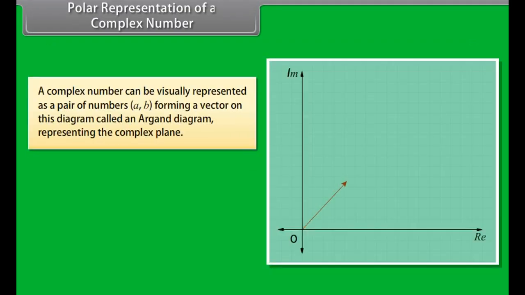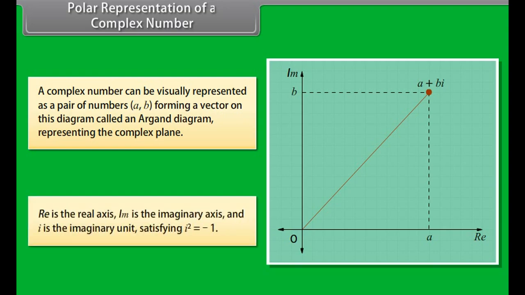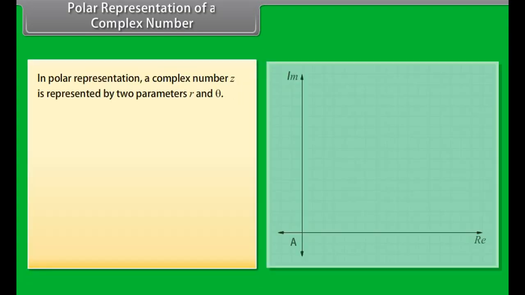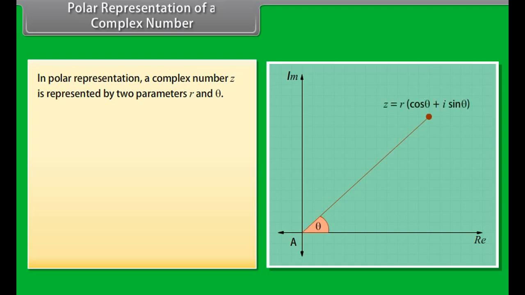A complex number can be visually represented as a pair of numbers a, b, forming a vector on this diagram called the Argand diagram, representing the complex plane. RE is the real axis, IM is the imaginary axis, and iota is the imaginary unit, satisfying iota square is equal to minus 1.